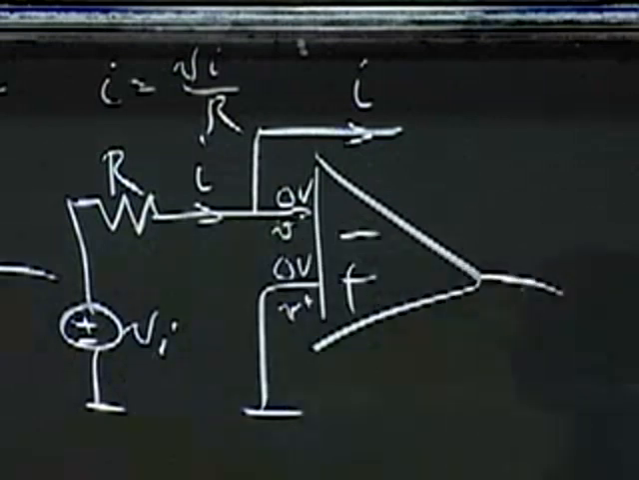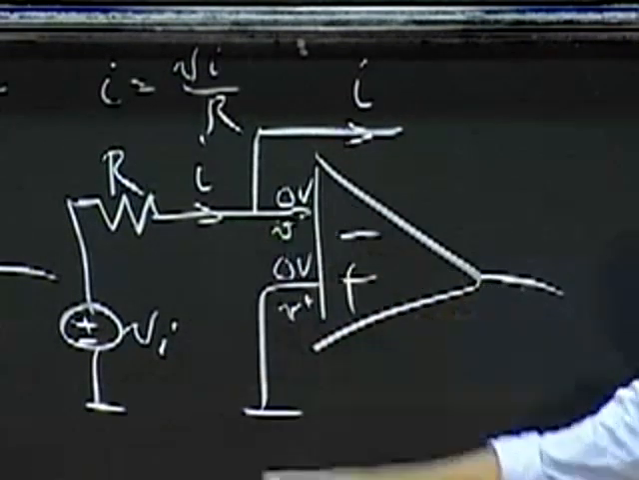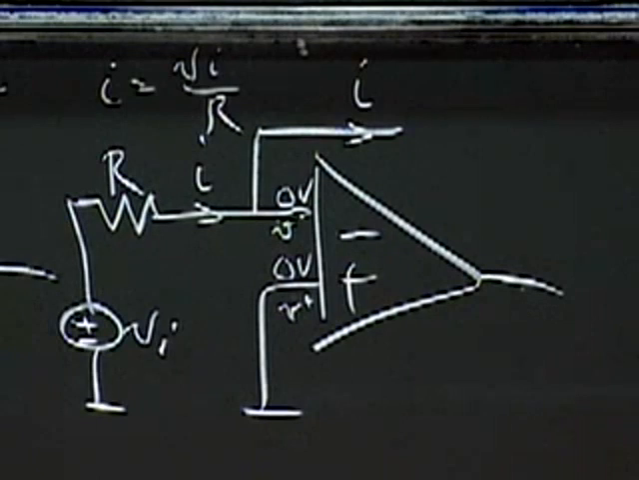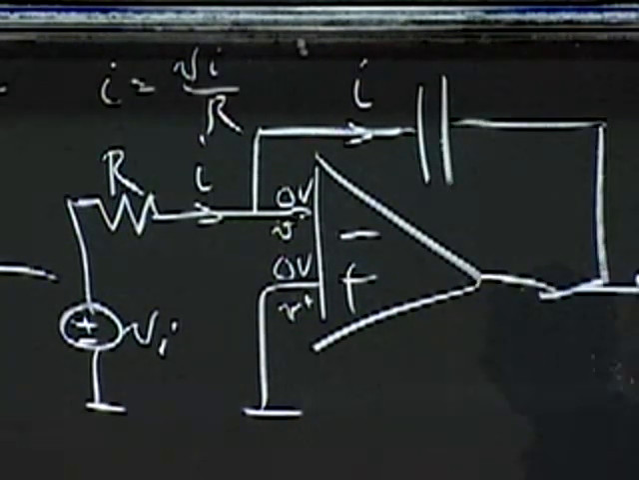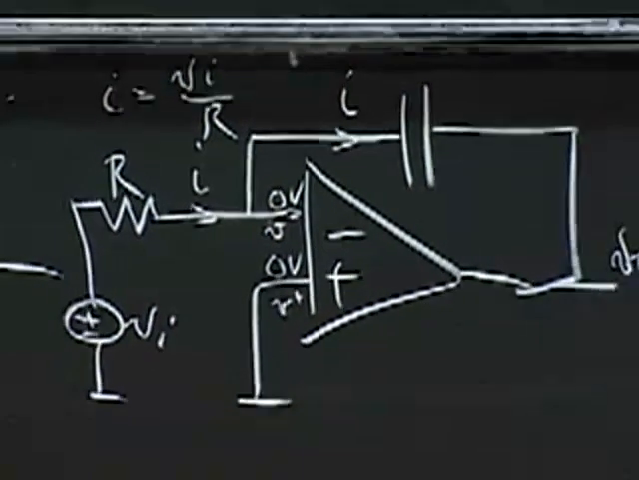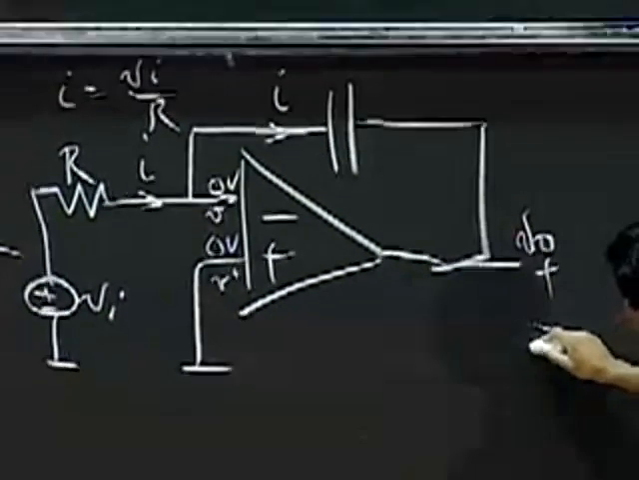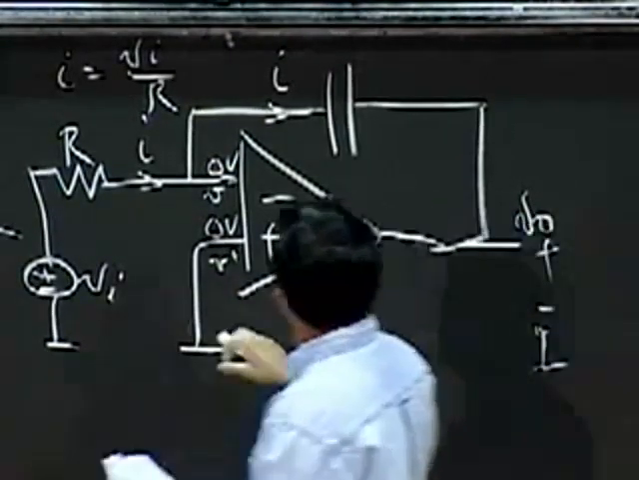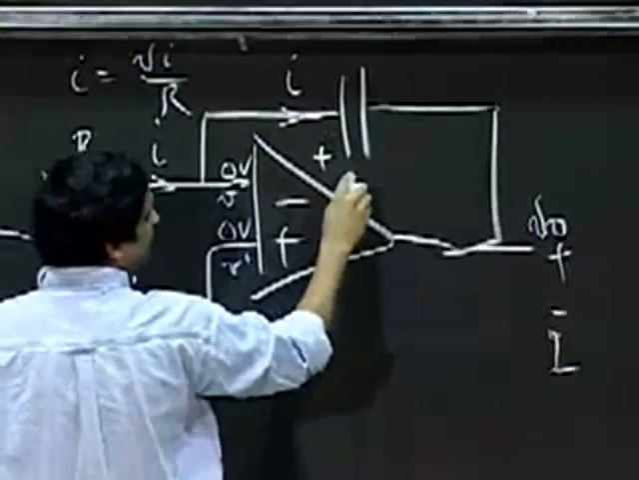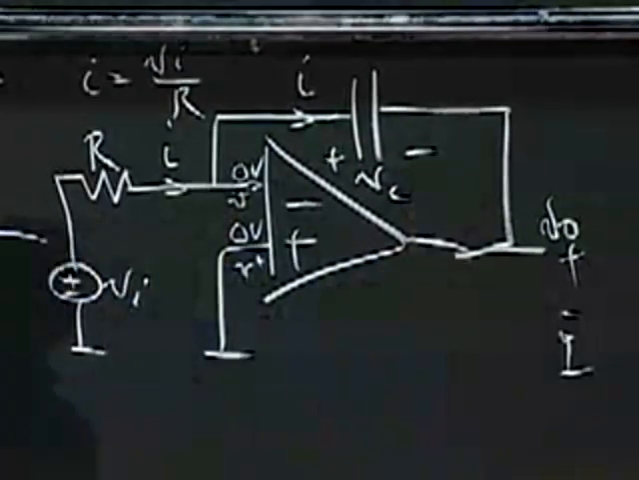Now all I need to do is simply pump this current through a capacitor, and the voltage becomes the integral of the current. That's easy. I stick my capacitor here, and I get my answer out there as VO. Notice that when I do this, let's say this is plus minus VC.